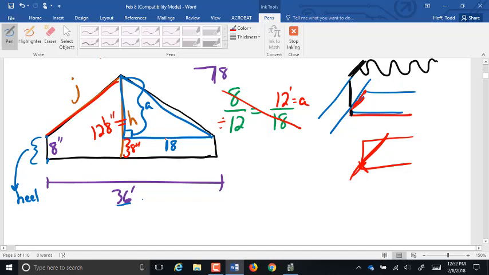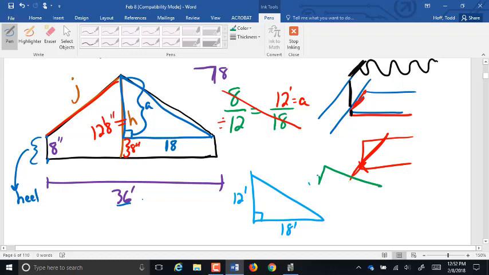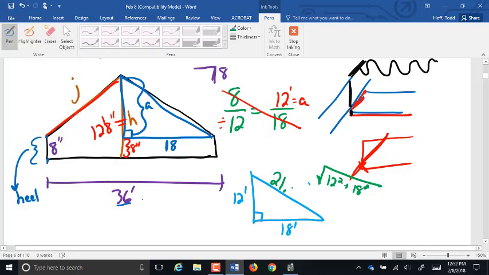To get J, though, we go back to that blue triangle. That blue triangle was just 12 feet here and 18 feet here. So to find that top chord length, it's the square root of what? 12 squared plus 18 squared. A squared plus B squared equals C squared. So square root, 12 squared plus 18 squared. Now we're going to get an ugly decimal here, 21.6333. We're going to round it to 3 decimal places, 21.633 feet.